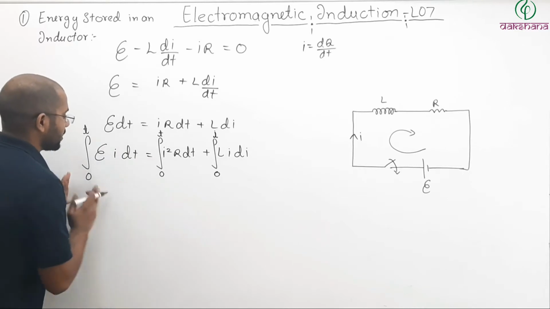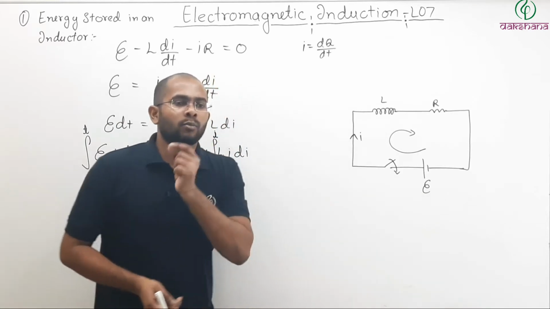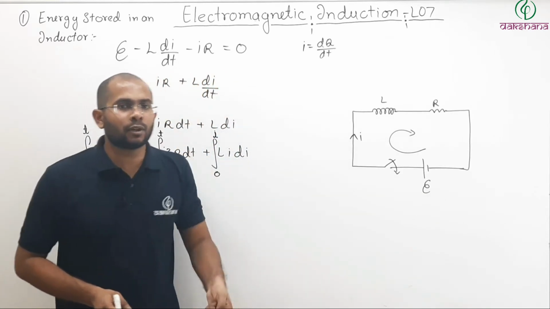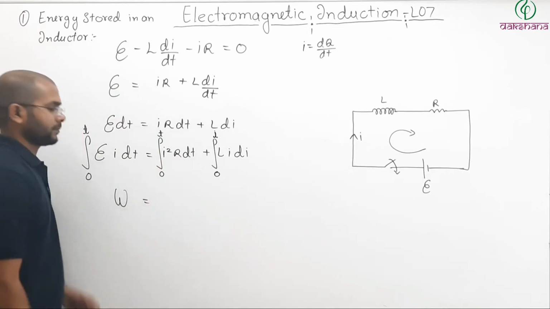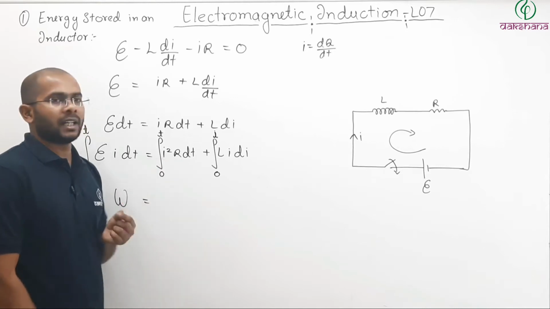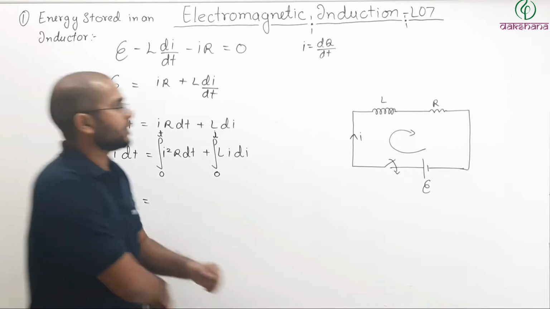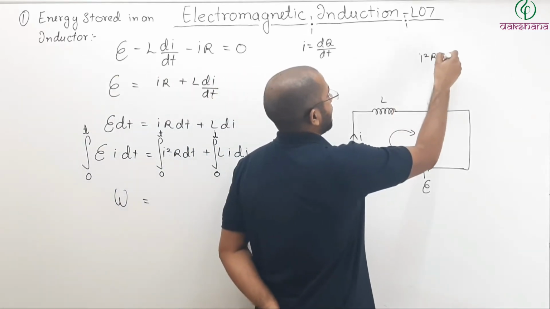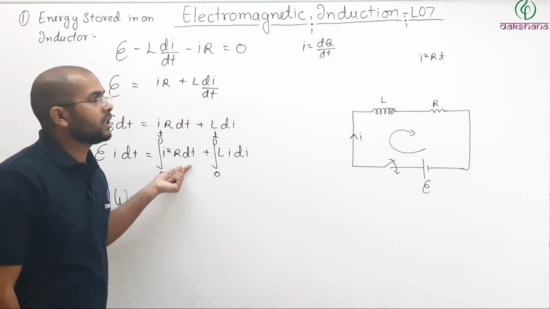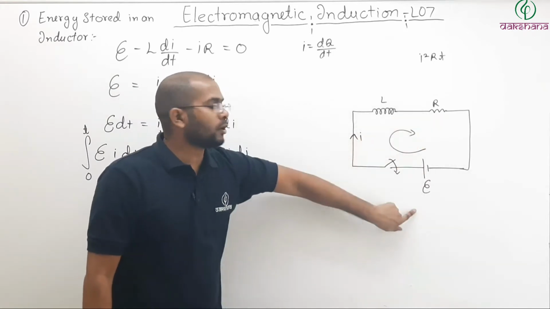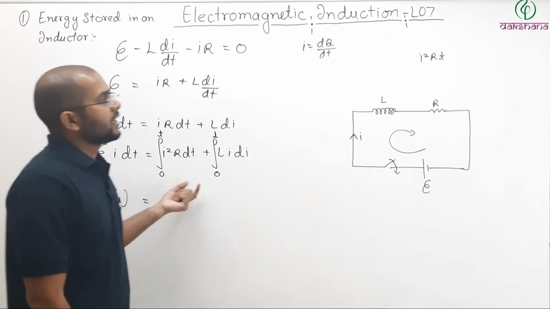So if I integrate this total, that will be work done by battery on moving the charges from t equal to 0 to time t. That will be total work. So let us write that as W. What is this? I square R dt. What is the heat produced in your resistor? Heat produced in your resistor is nothing but I square R times t. So I square R dt is nothing but heat produced in your resistor from 0 to time t. So this will be nothing but heat generated in your resistor.